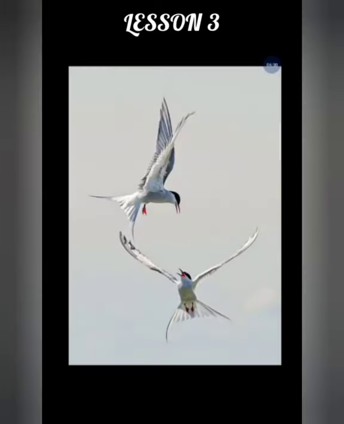Next one is Arctic terns. Arctic tern is a bird. It flies about 70,900 kilometers from the Arctic to Antarctic. Why does it fly? It flies about how many kilometers? 70,900 kilometers to escape from winter. This Arctic tern is not able to tolerate the winter season.